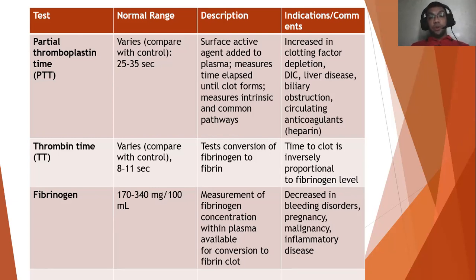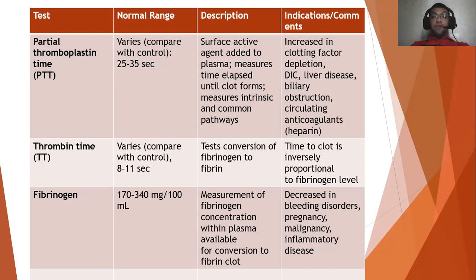Thrombin time or TT, it's 8 to 11 seconds. It tests conversion of fibrinogen to fibrin. So time to clot is inversely proportional to fibrinogen level. Fibrinogen, 170 to 340 milligrams per 100 milliliter. This is the one that measures or measurement of fibrinogen concentration within plasma available for conversion to fibrin clot.